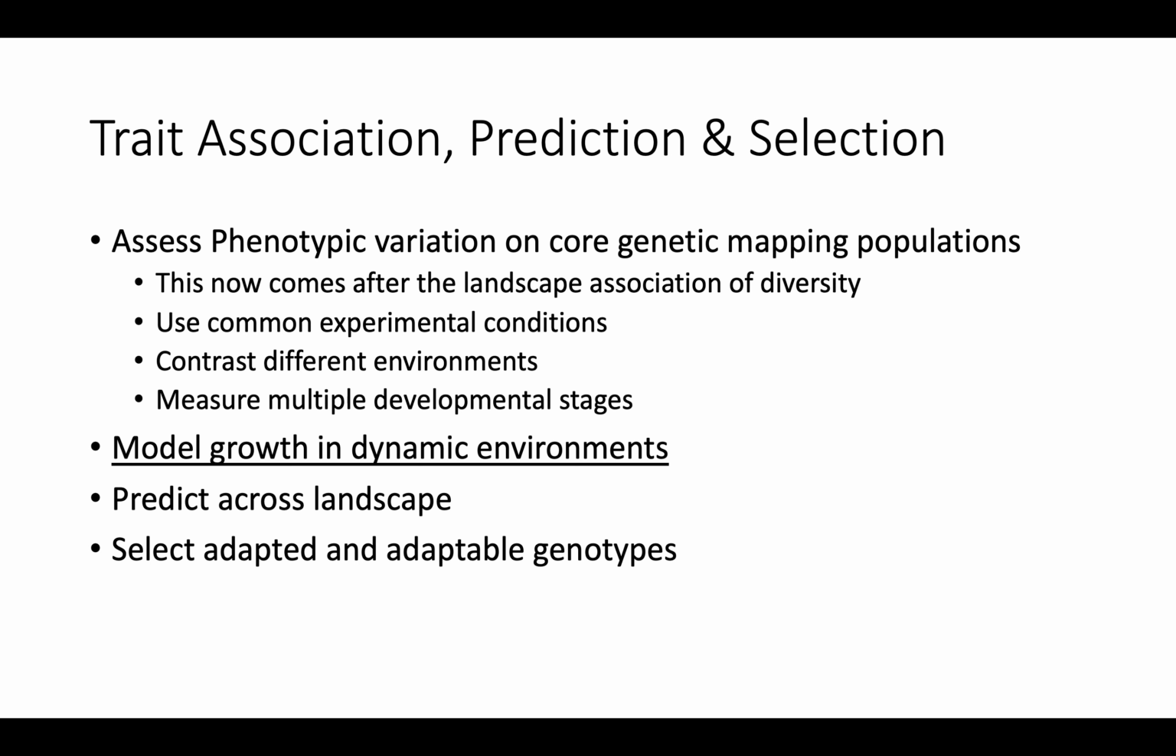We're going to grow these in common conditions to minimize the environmental noise, but we might grow them in contrasting environments to get that G by E, that signal of how the different genes control phenotypes in different environments. So the same gene may not make the same allelic variant. It could be two allelic variants, and they have no difference in one environment but a big difference in another environment.